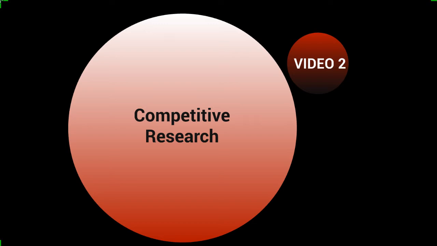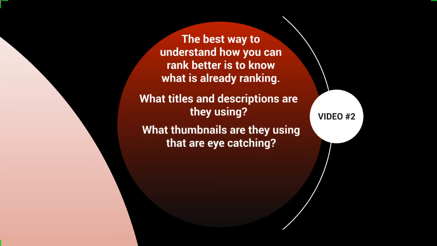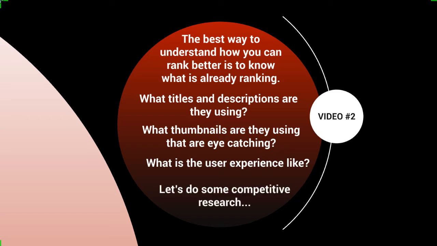So let's talk about competitive research. You see, the best way to understand how you can rank better is to know what is already ranking in your niche or your market. So what we want to do here is analyze the videos that are on the top. I want you to specifically look at what titles, what descriptions, and what eye-catching thumbnails they are using, and what the user experience is like when you click through those videos. So let's go ahead and do some competitive research.